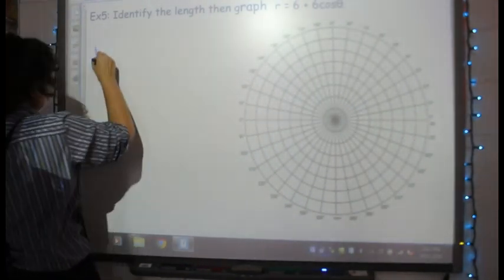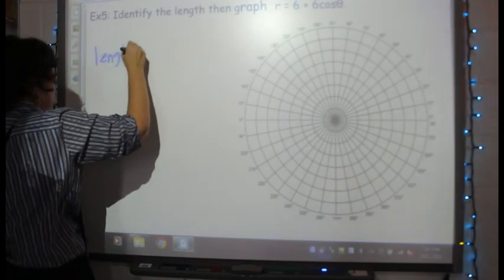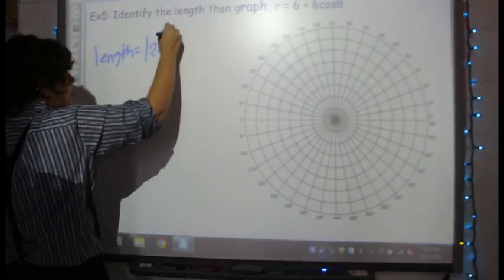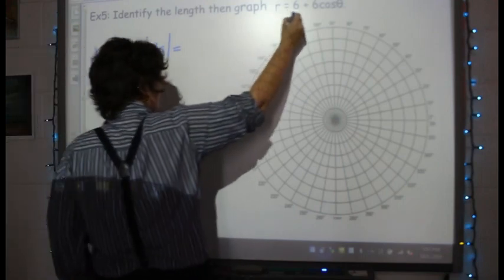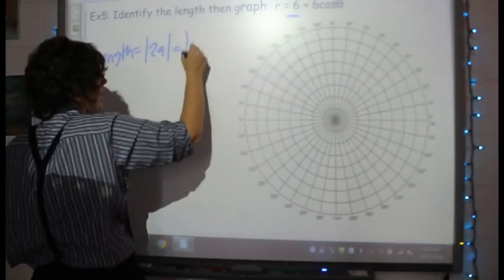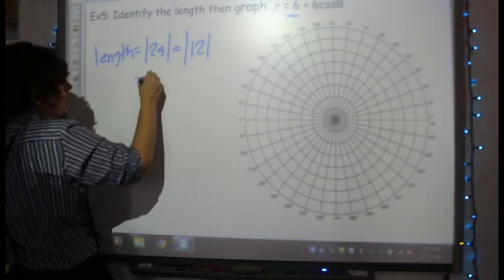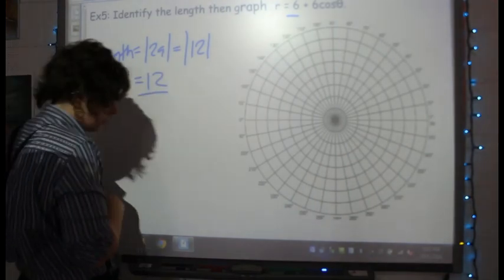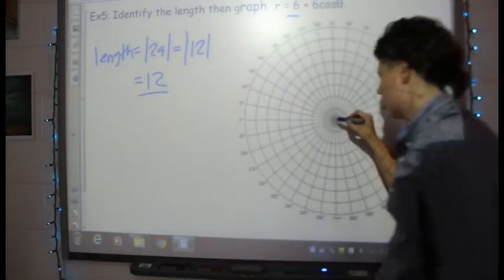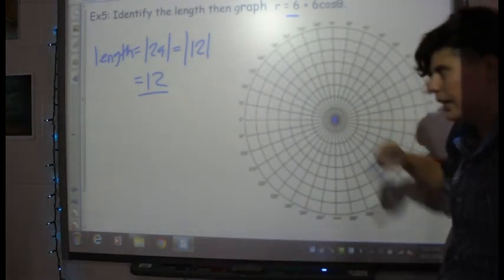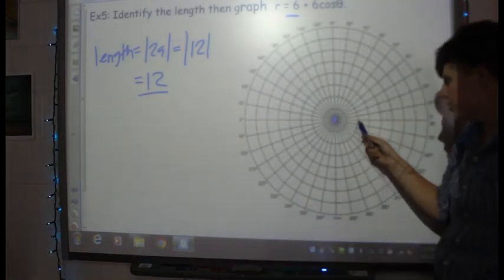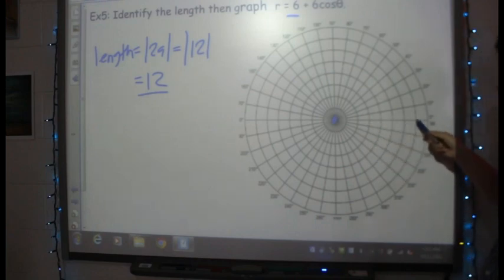And when that happens, we're going to talk about our length. So length equals the absolute value of 2 times a. Notice our a value is 6, so we have the absolute value of 12 because 2 times 6 is 12. And the absolute value of 12, of course, is 12. So we know we're going to touch the pole. So I go ahead and I put a dot on the pole, and then I count out 1, 2, 3, 4, 5, 6, 7, 8.